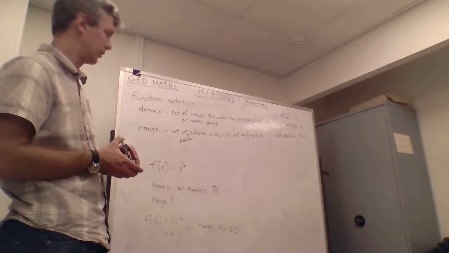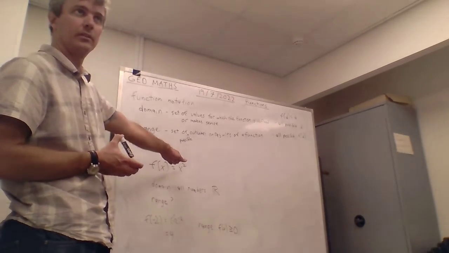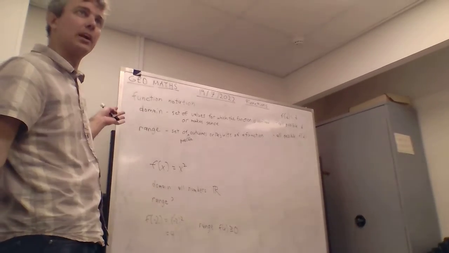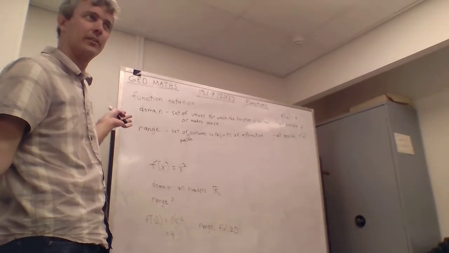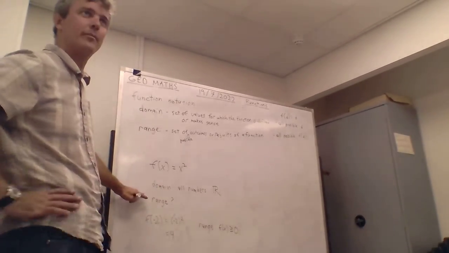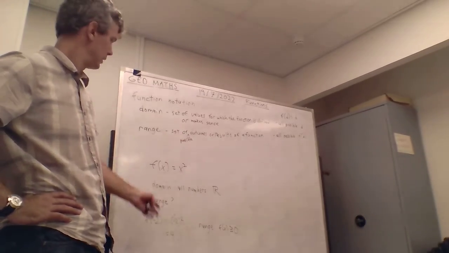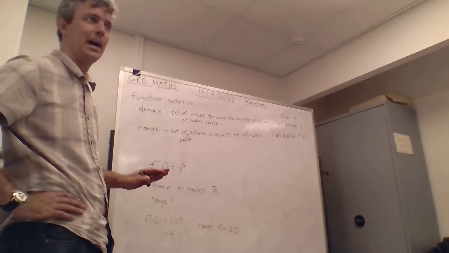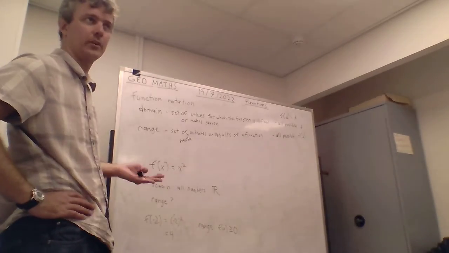Right, it's all numbers greater, because if x is 0, it'll be 0. So it is also equal to, but it's going to be greater than 0. Can you see that? Domain could be all numbers, but the range is whatever this can be. And it can't be 0. And it can't be lower than 0. It can't be a negative.